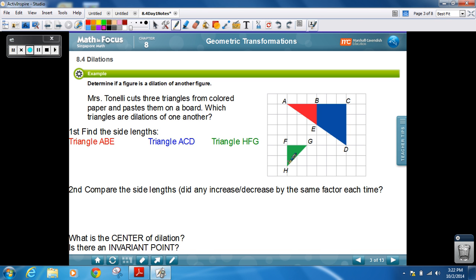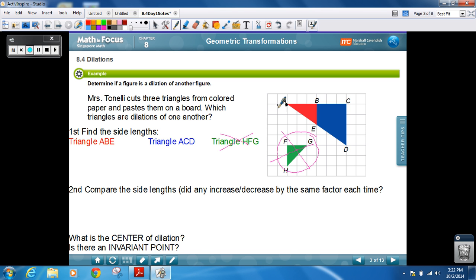Well, in order to be a dilation, remember you have to have a center of dilation. This triangle FGH does not share a center of dilation with either of the other ones because it doesn't have an invariant point. So that is not a possibility to be a dilation. If I notice though, the other two share the point A. So they both have the invariant point A, so it could be a dilation. In order to figure this out, we have to compare their side lengths in order to see if the scale factor is constant. So I need to find all the side lengths.